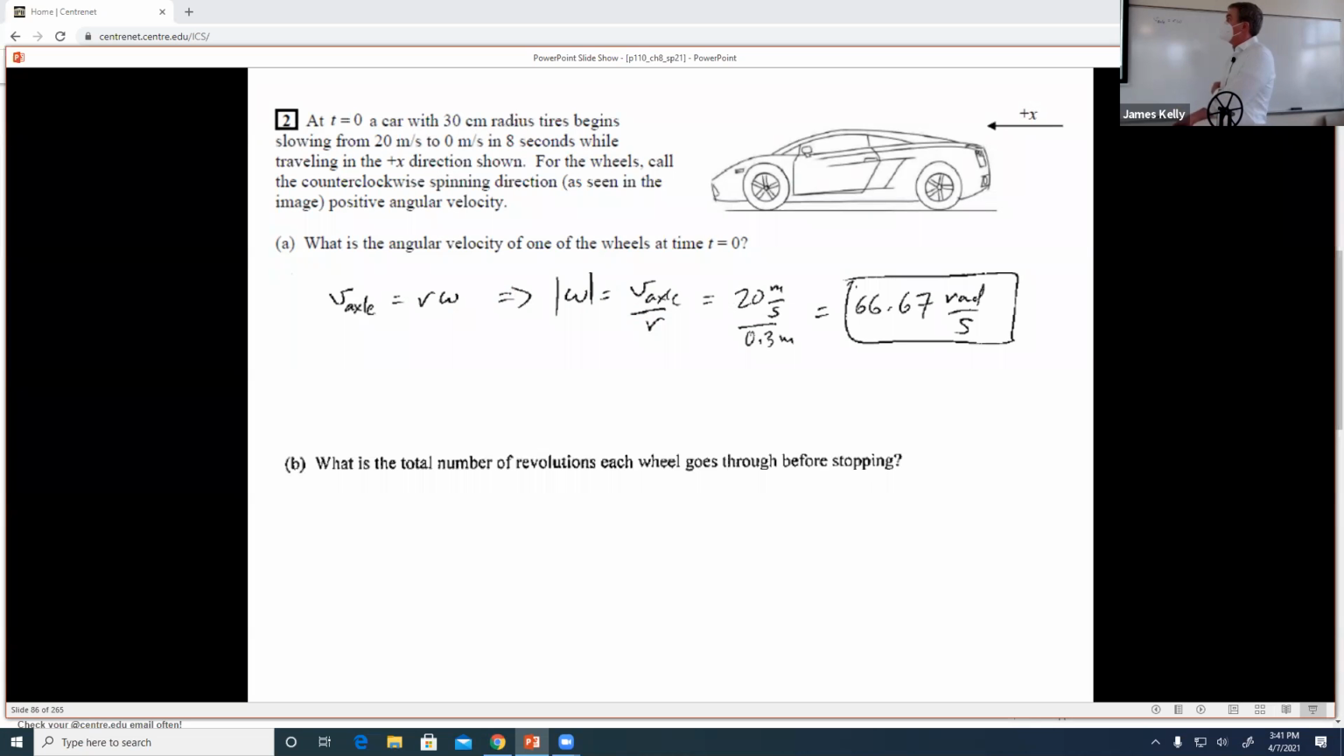And then we're going to use that to find the total number of revolutions each wheel goes through before stopping. What are we told here? We're told the time. So it looks like we want theta versus t, right? Theta tells us about revolutions, and we're given a t it takes to stop.